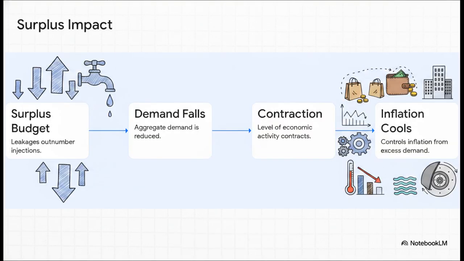And this kicks off a really interesting mechanical domino effect, because that surplus budget creates more leakages than injections. Overall aggregate demand actually falls. I mean, people and businesses simply have less money to spend, right? And as a result of that, economic activity naturally contracts. The final intended result here? Inflation cools down. It's really the perfect braking mechanism to bring an overheating economy back under control.